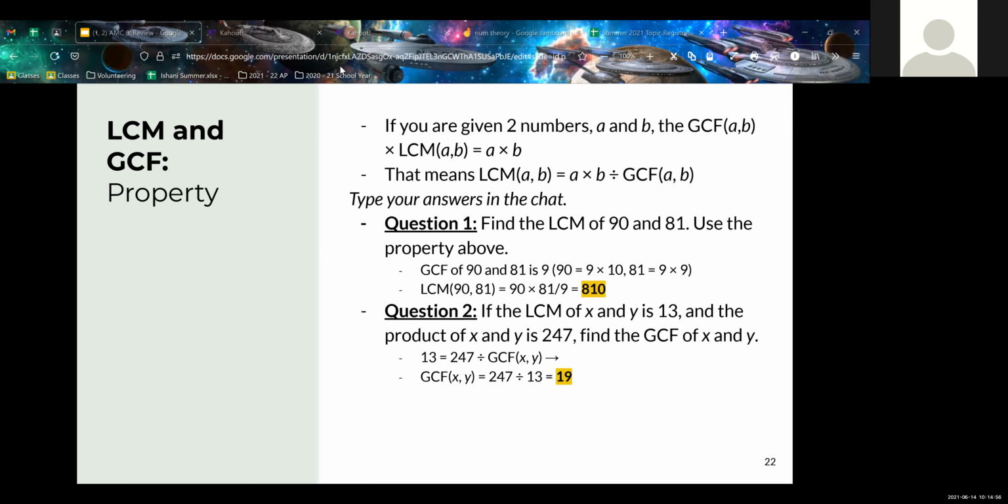How can there be an LCM of two numbers if 13 is a prime number? How could the numbers not be 13 and 1 or something like that?